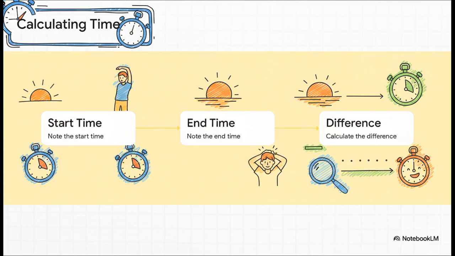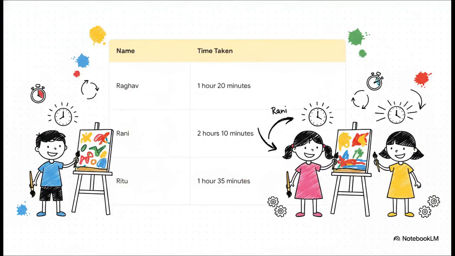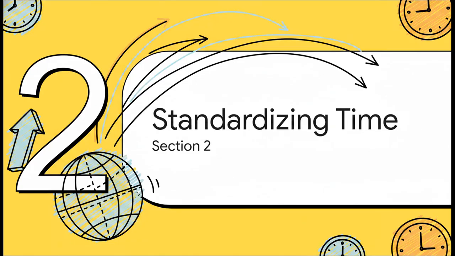Super straightforward, right? Now, look at how this plays out when we compare data for different people. Here, we've got 3 kids who are painting, and by using that exact same 3-step tracking method, we can easily see the differences. Ronnie took the longest time at 2 hours and 10 minutes, while Raghav blasted through his painting in just 1 hour and 20 minutes. Now, moving right along to Section 2, standardizing time formats.